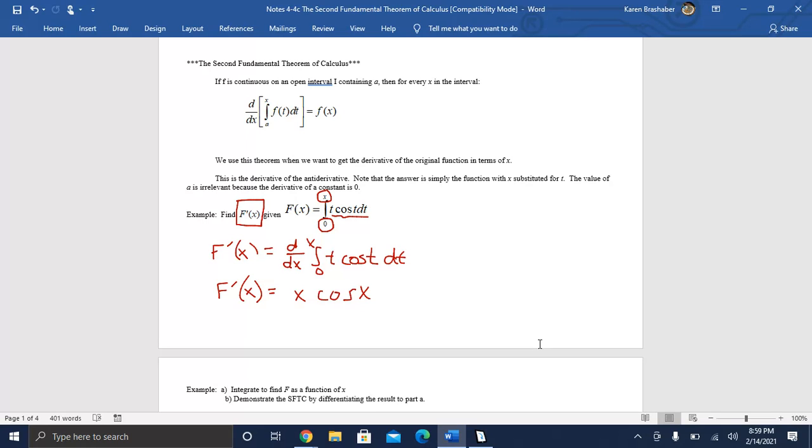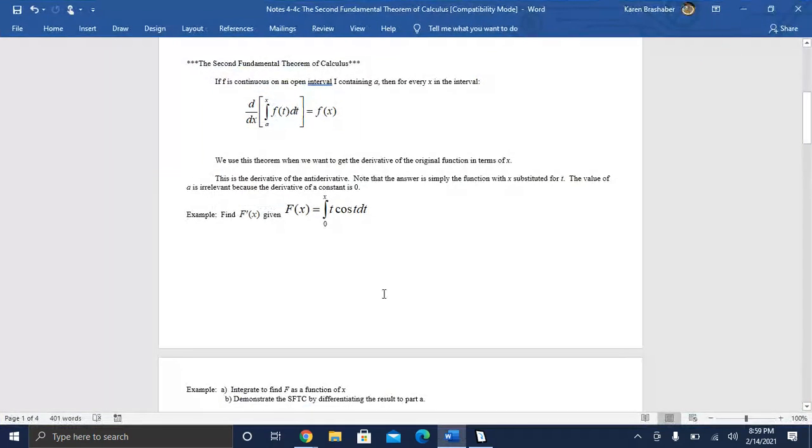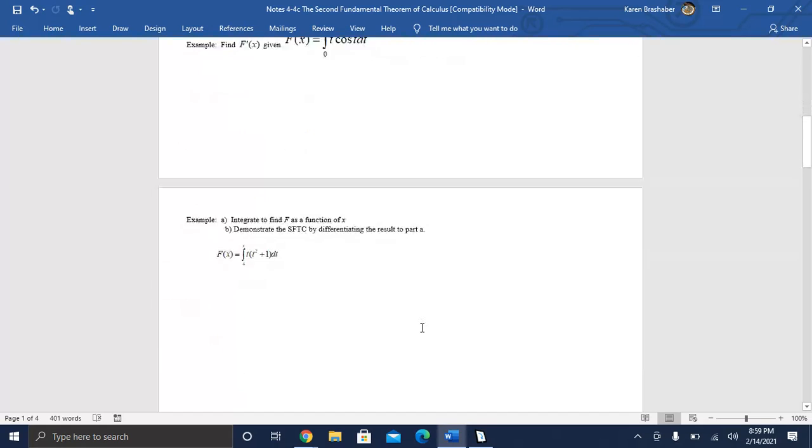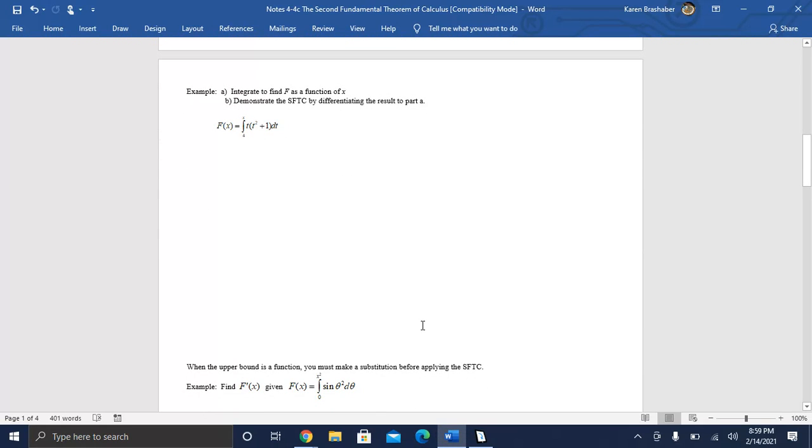All right, so let's take a look at an illustration of how this works, and maybe that will explain it a little bit better. So I'm going to clear this and scroll on up. So you'll have a few problems where you'll be given these instructions. You'll have to, first of all, integrate the function as a function of x, and then demonstrate the second fundamental theorem of calculus. So part A, we're going to just integrate the function.